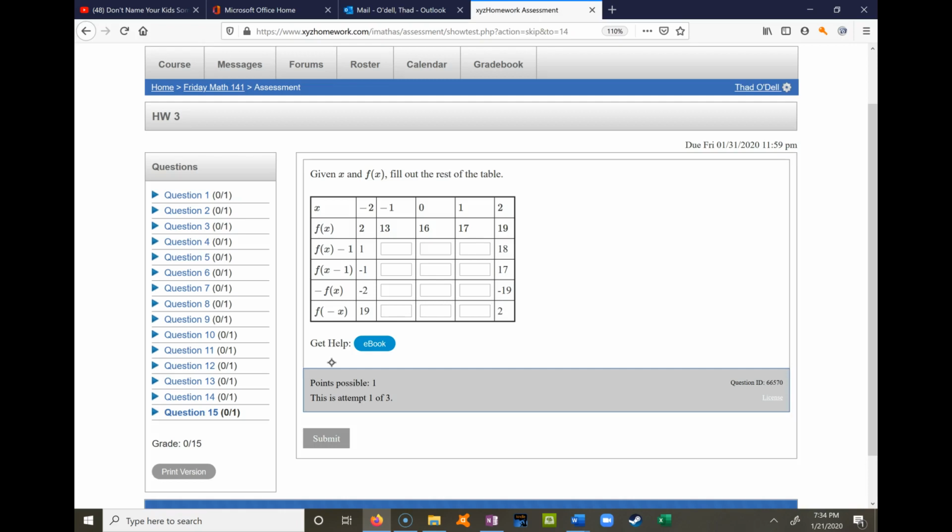We don't know what f of x is. We just know that when you plug -2 in, you get 2. When you plug -1 in, you get 13. When you plug 0 in, you get 16. When you plug 1 in, you get 17. And when you plug 2 in, you get 19.